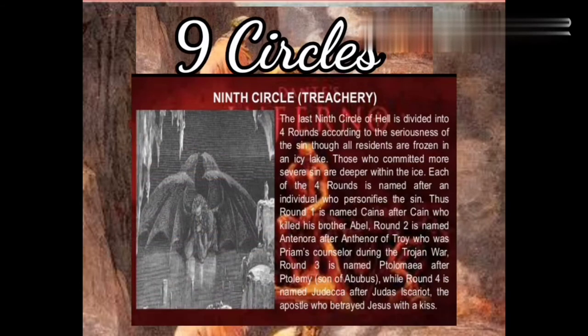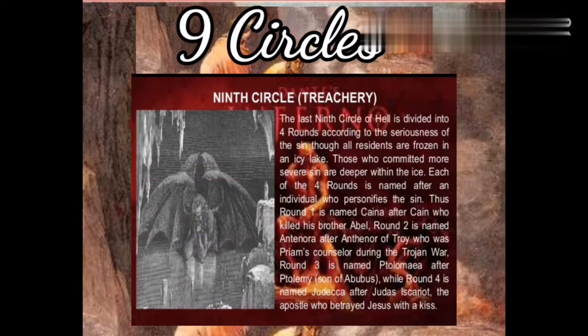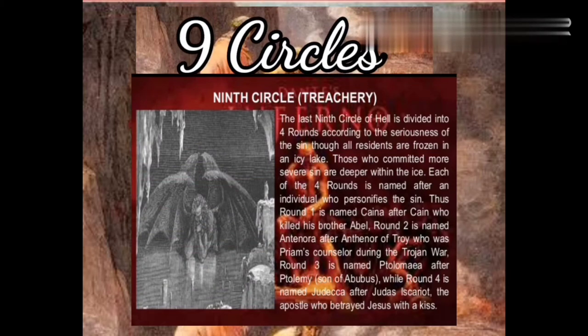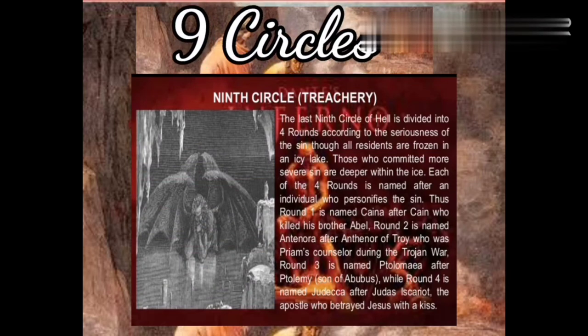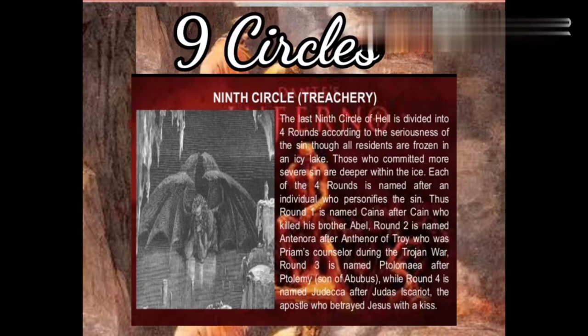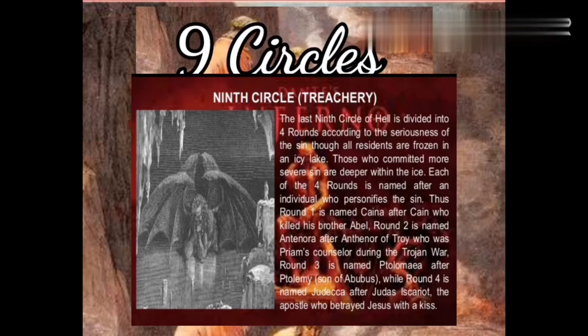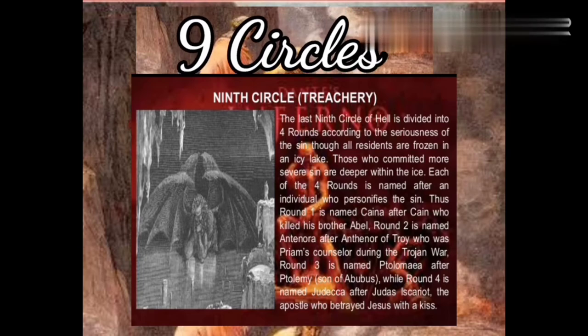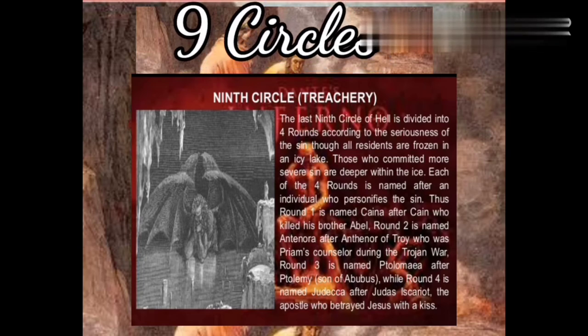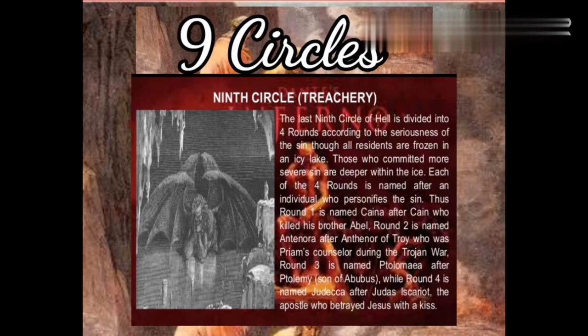The last, ninth circle of hell is divided into four rounds according to the seriousness of the sin. Traitors are frozen in an icy lake. Those who committed more severe sin are deeper within the ice. Each of the four rounds is named after an individual who personifies the sin.